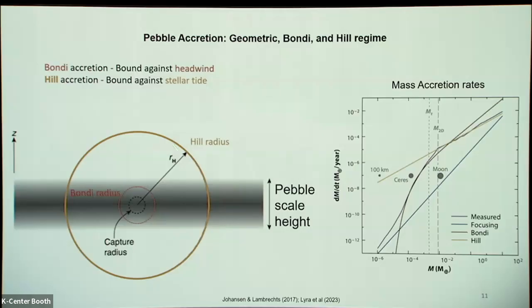And then the other length here is the Hill radius of the object. The regime where they are will depend on the ordering of these radii. If the Bondi radius is smaller than the Hill radius, you accrete only from the Bondi. If the Bondi radius is bigger than the Hill, you cannot accrete beyond the Hill, so you are in the regime of Hill accretion. And there is another scale here, which is the scale height of the pebbles in the disk, which will tell you if the accretion happens in 3D or in 2D. Right?